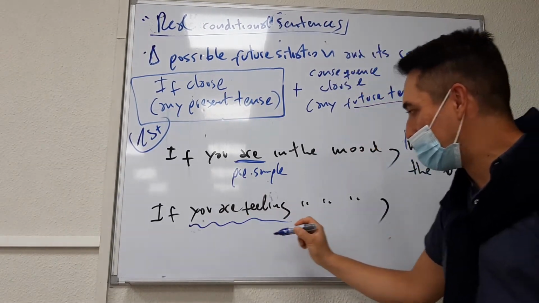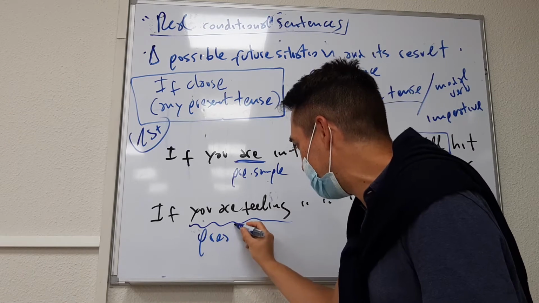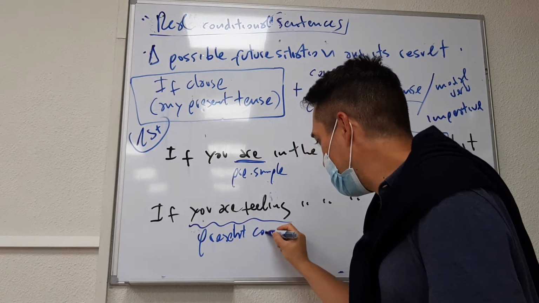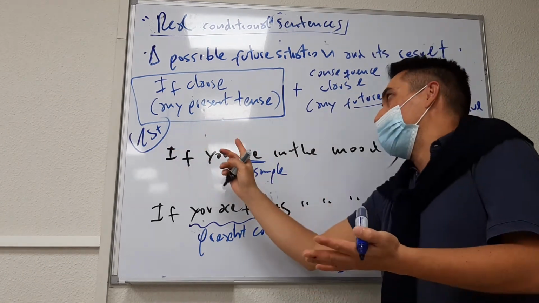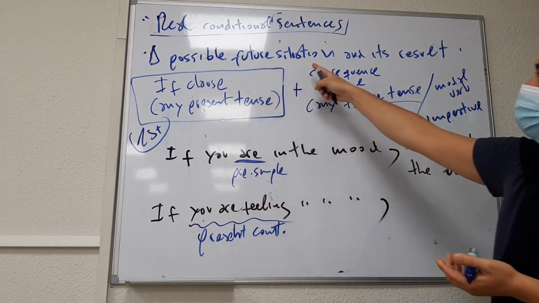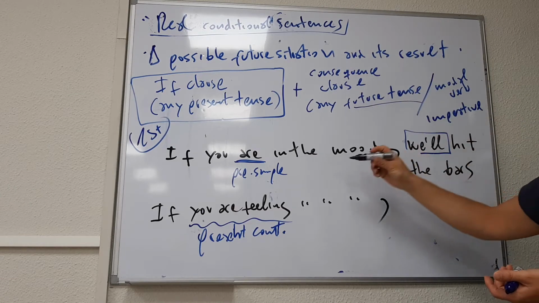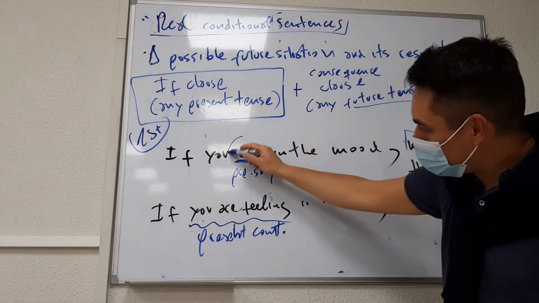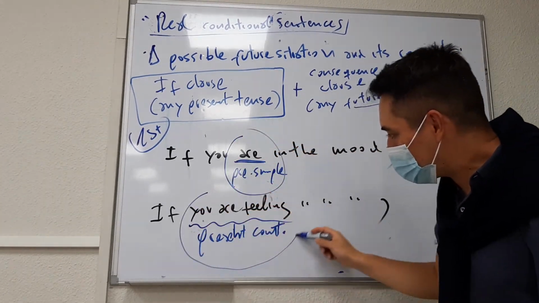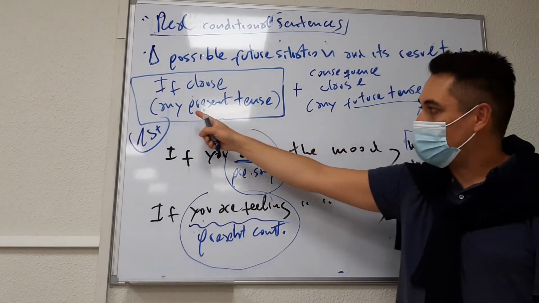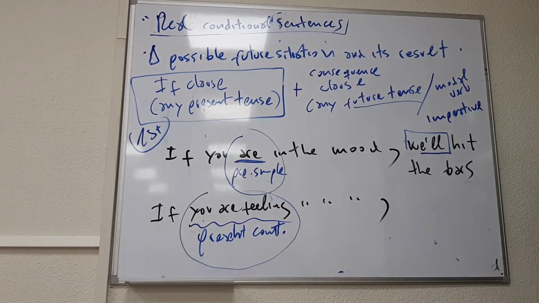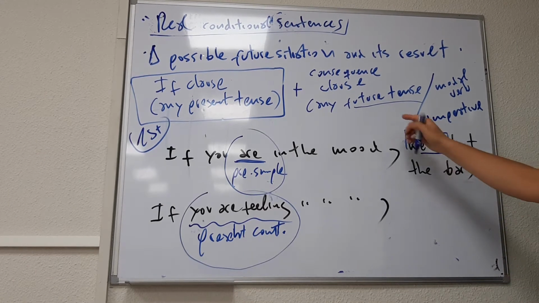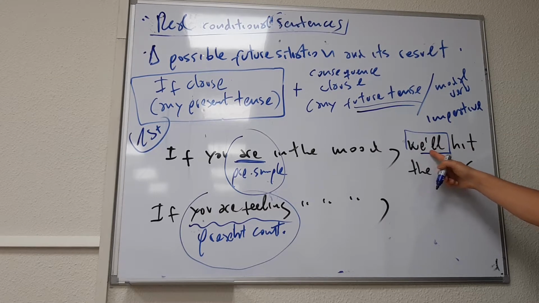So if you're feeling in the mood, this is a present continuous tense. For a first conditional, the so-called first conditional, a future possible situation and its result, it's grammatically correct to use the present simple, but you can also use the present continuous. As a matter of fact, you can use any present tense. If you're feeling in the mood, we'll hit the bars.